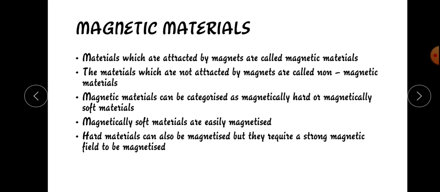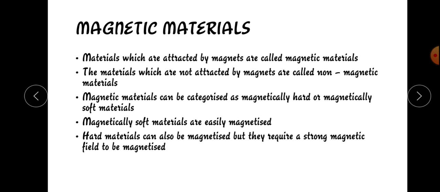There are many materials that can be attracted by magnets. These can be magnetized to create permanent magnets. The magnetic materials can be categorized as magnetically hard or magnetically soft materials.